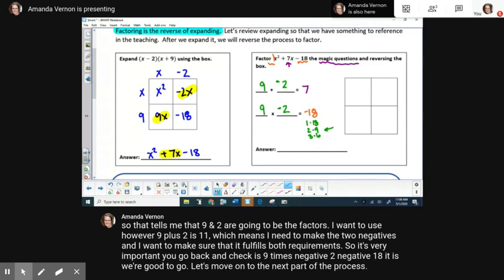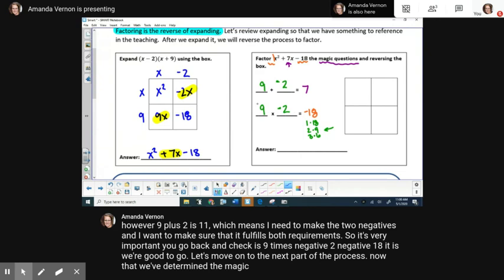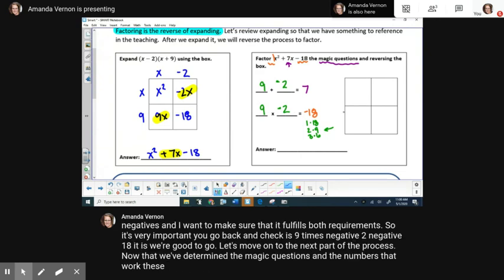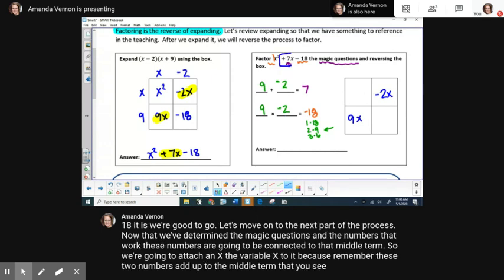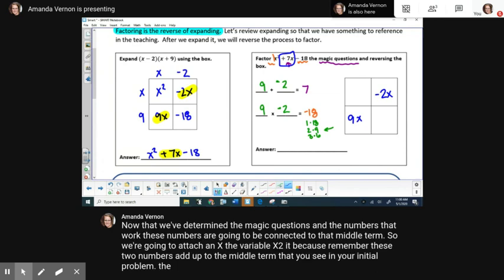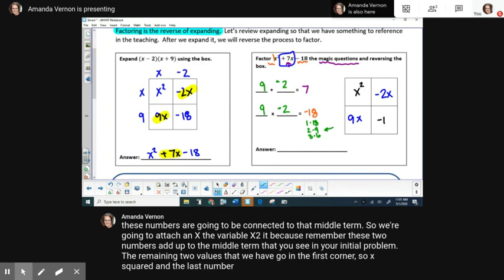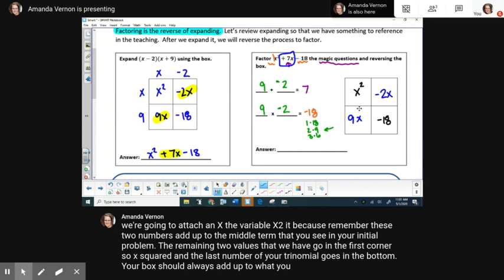Now that we've determined the magic questions and the numbers that work, these numbers are going to be connected to that middle term. So we're going to attach an x, the variable x, to it, because remember, these two numbers add up to the middle term that you see in your initial problem. The remaining two values that we have go in the first corner, so x squared, and the last number of your trinomial goes in the bottom. Your box should always add up to what you started with.